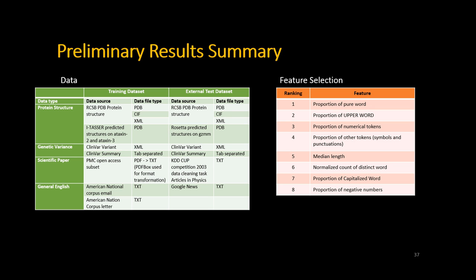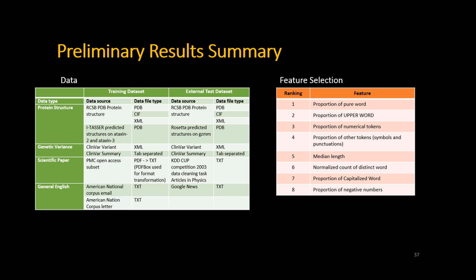So we did some preliminary studies, and in our preliminary results, we included medical data from various sources and in different file formats, including protein structure data, genetic variant data, scientific papers, and also the general English corpus. For each of these data types, we included different data sources in different formats.